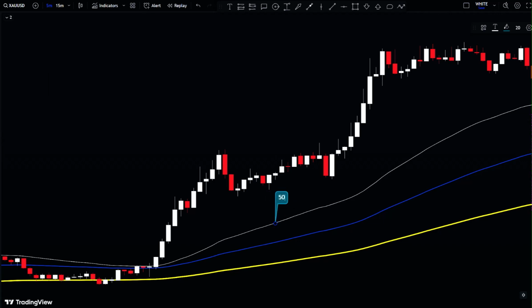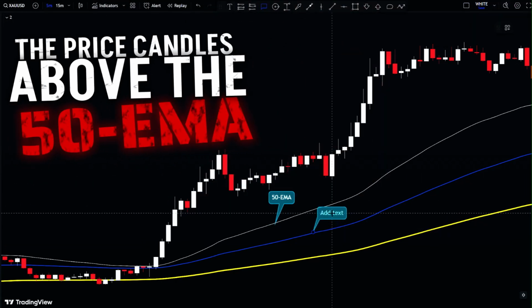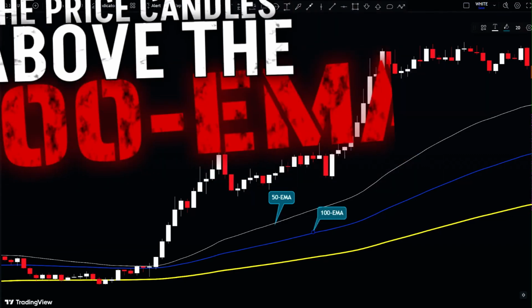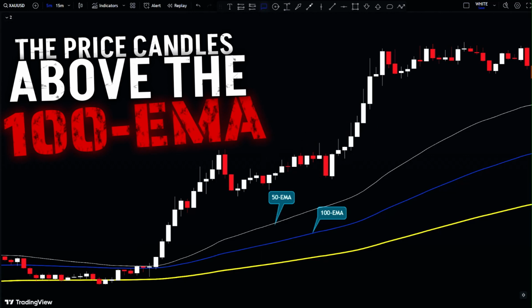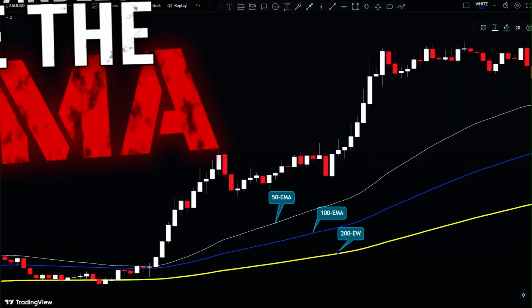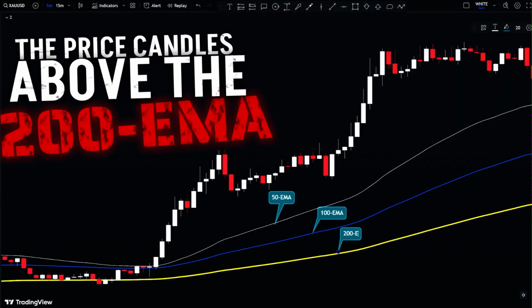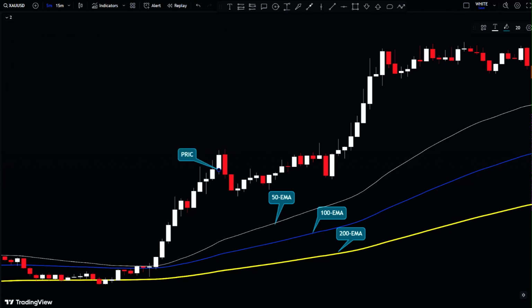Here's how they help identify trend direction and momentum in an uptrend. When the price is above the 50 period EMA, it shows a bullish short-term trend. If it is also above the 100 period EMA, that confirms a bullish mid-term trend, strengthening the uptrend. Finally, when the price is above the 200 period EMA, it indicates a long-term bullish trend, solidifying the overall uptrend.